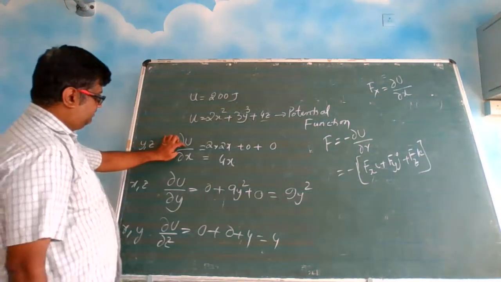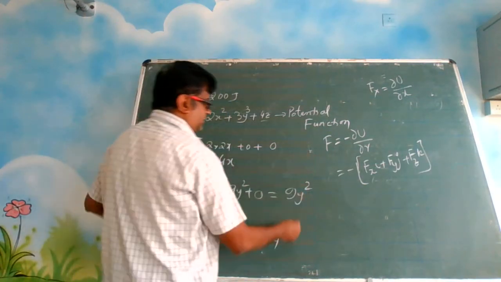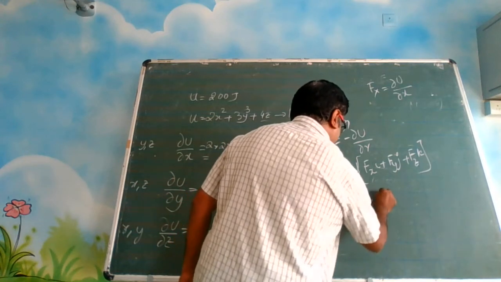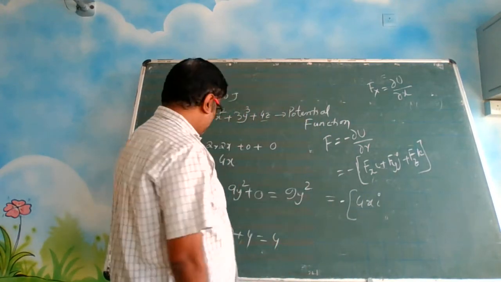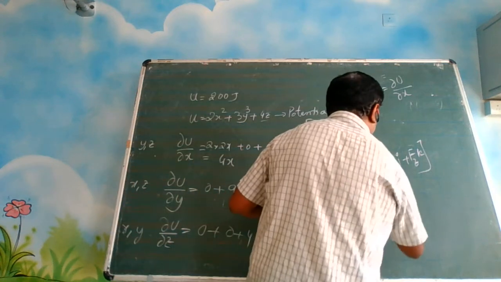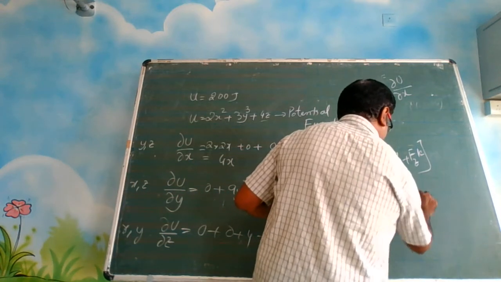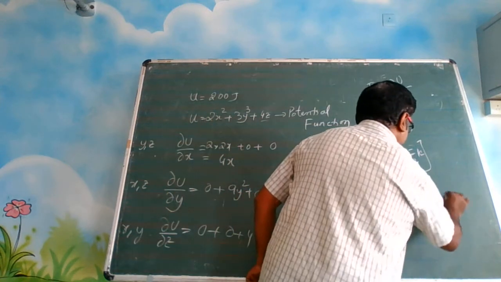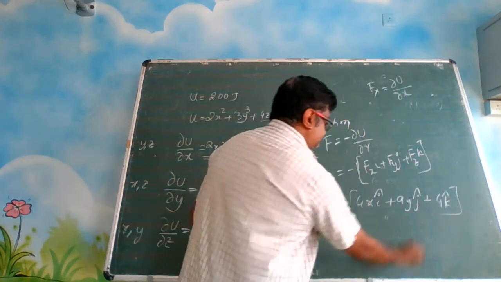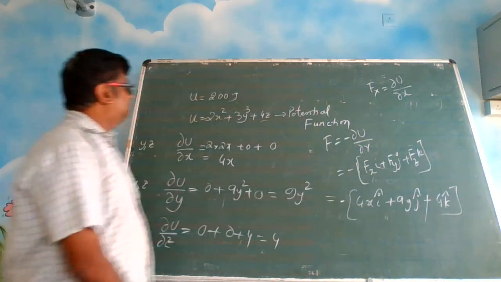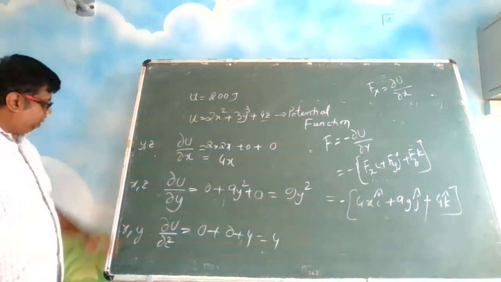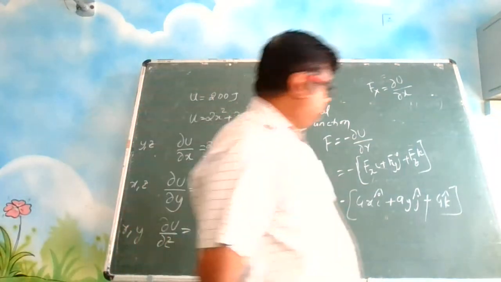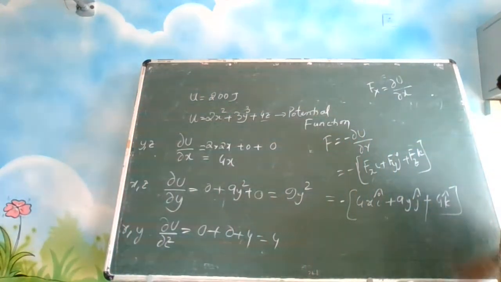So here we have calculated this, we just have to put it there. Minus outside: 4x i is a unit vector plus 9y square j vector plus 4 k. This is the answer. Okay, if the potential function is given to you, you should calculate this. So make a screenshot and write down.